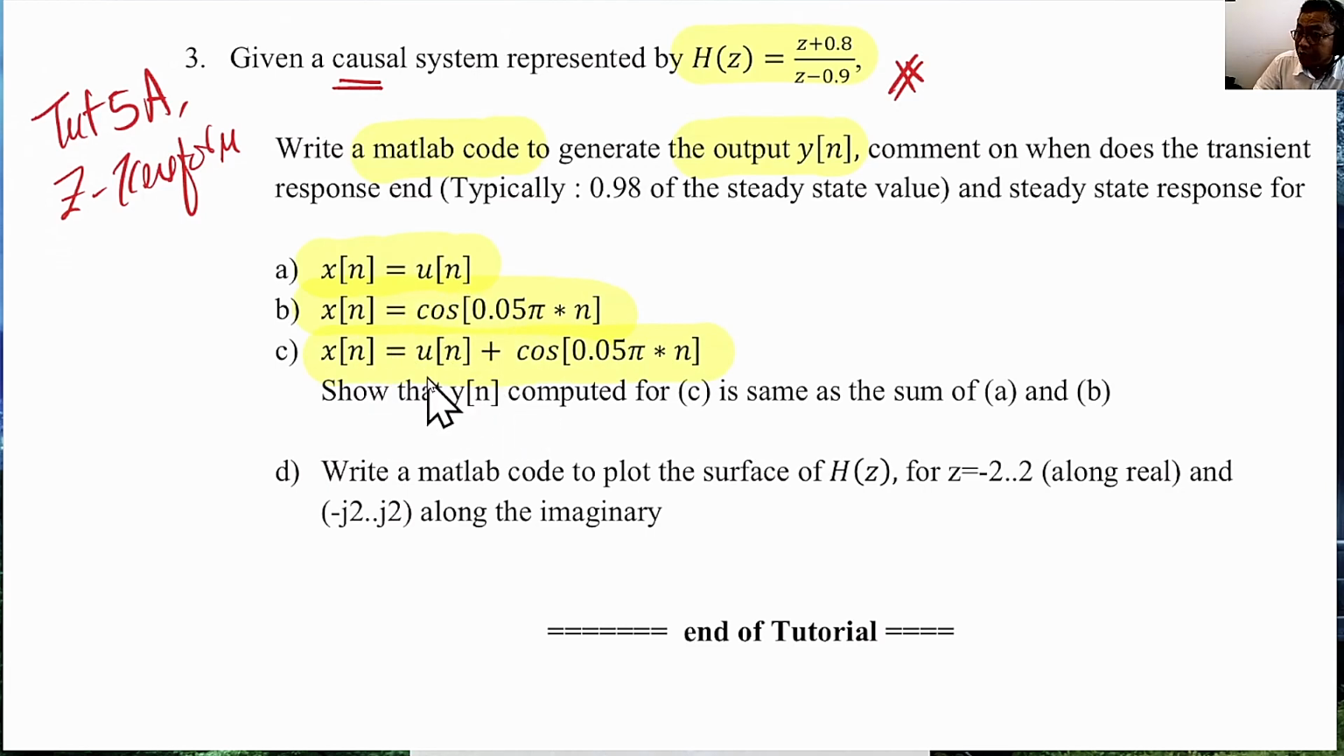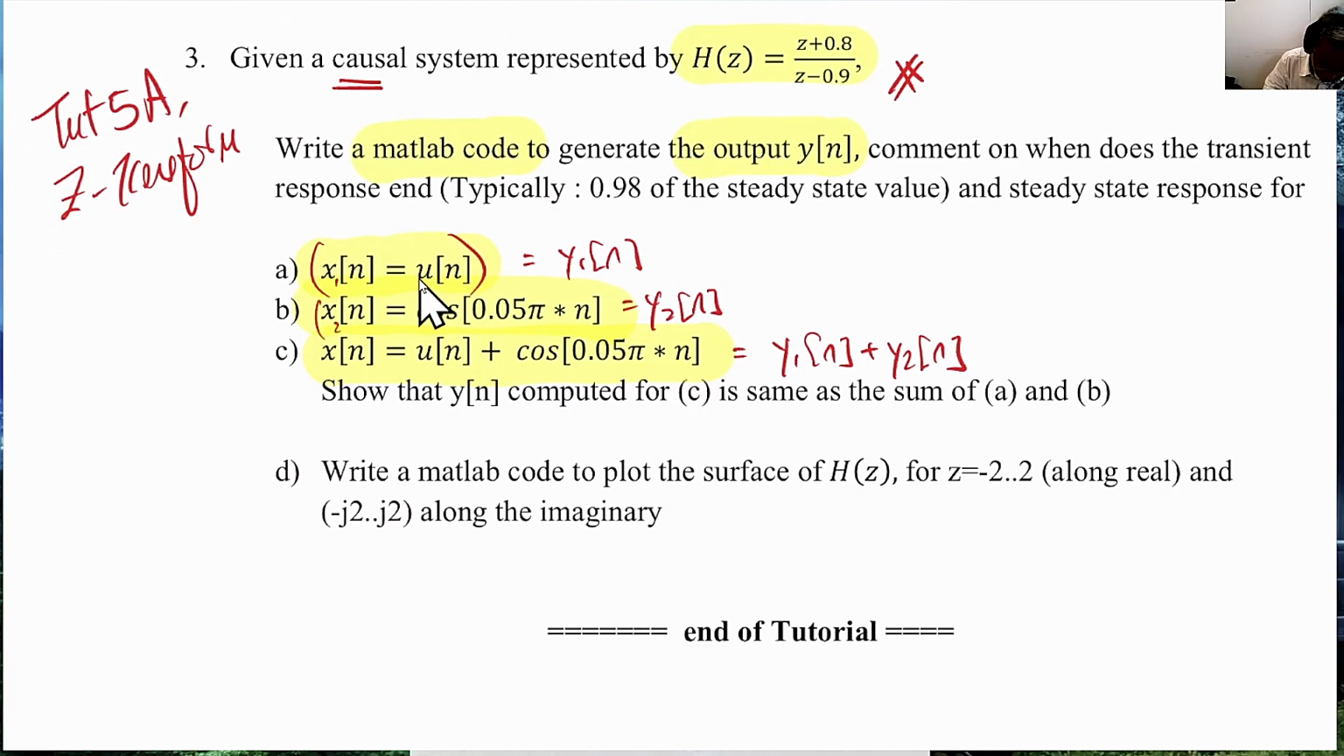The idea of this question is basically to show you how you can write a difference equation implemented in MATLAB to generate the output for different inputs. And because the system is linear and time invariant, the output generated by here, for example, let's call this y1[n], and let's say this is y2[n]. This guy is actually y1[n] plus y2[n], the output for this input. That's the idea.